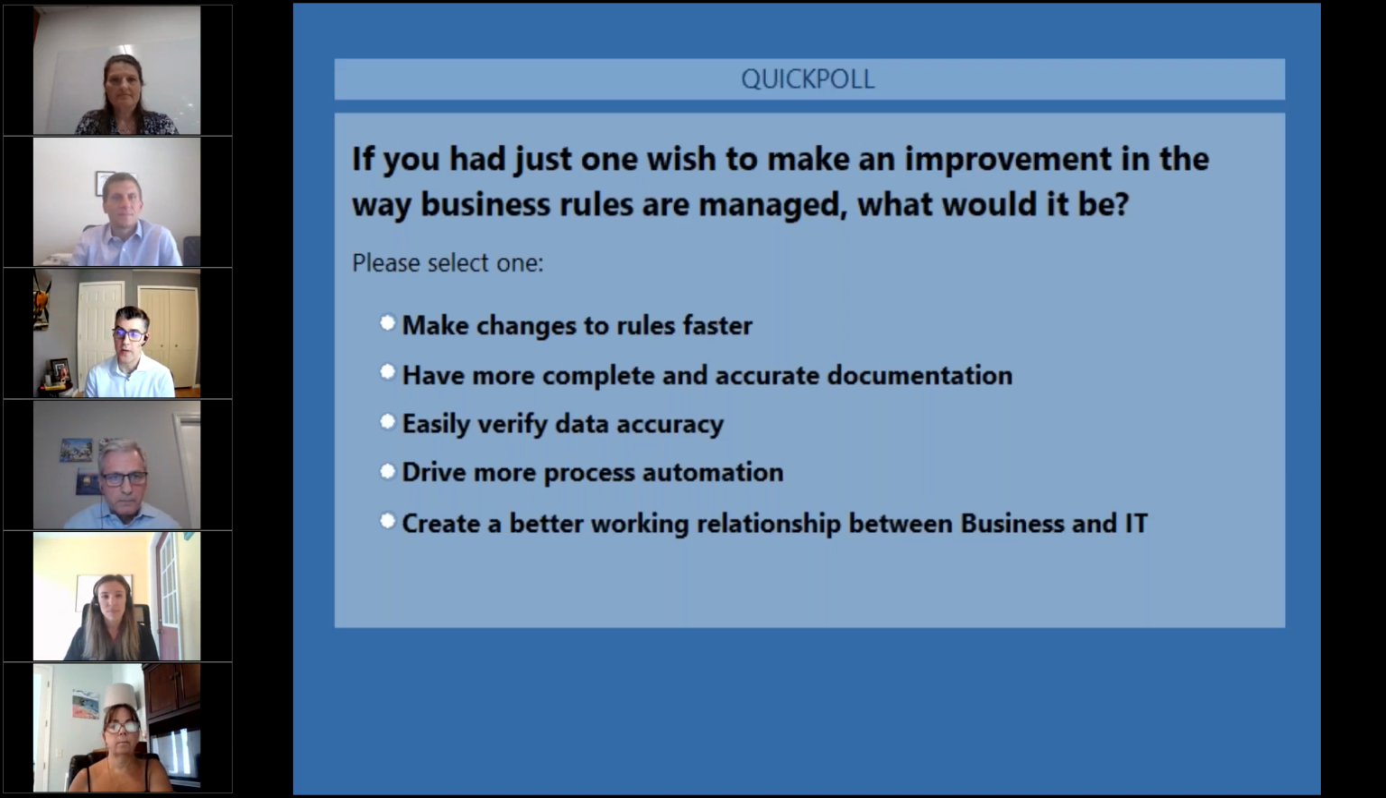So if you had just one wish to make an improvement in the way business rules are managed, what would it be? I wish I could make changes to rules faster. Perhaps you're looking for complete and more accurate documentation. Maybe you've got the need to more easily verify accurate data. The other thing we hear about is driving more process automation, or maybe just improving that relationship between the business and IT. So I'm watching as the answers come in here. We'll give 30 seconds or so to accumulate our answers.